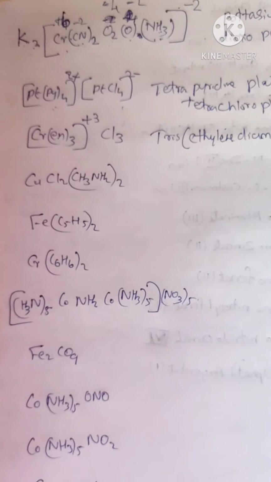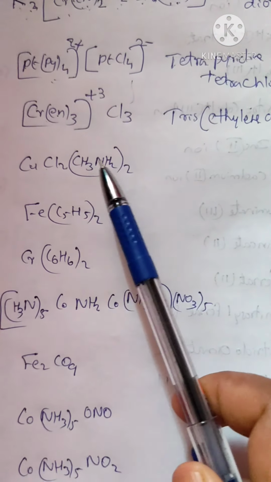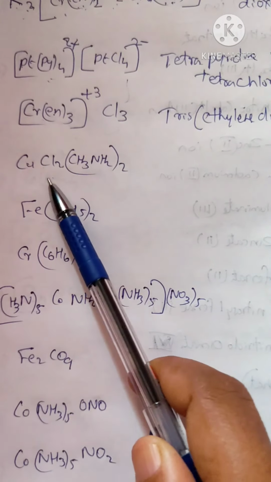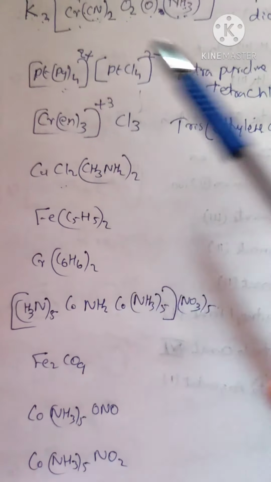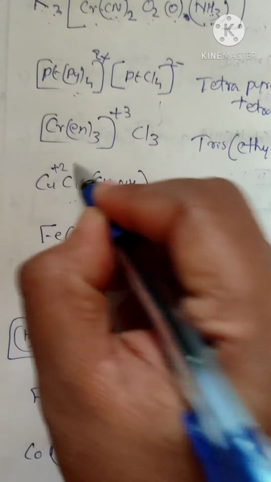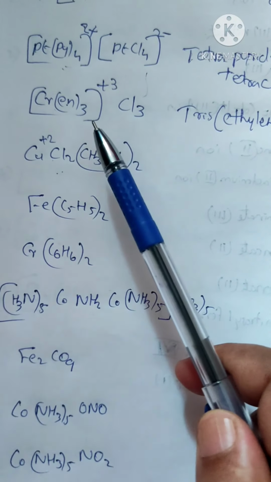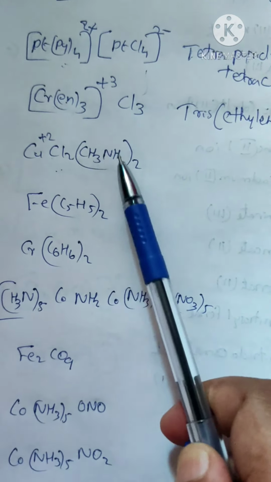Tris ethylene diamine chromium 3 chloride. In this case we have methylamine, then we have chlorine. So chlorine will have first preference, then methylamine. The oxidation state of copper will be +2. So the name of the compound will be dichloro bismethylamine.